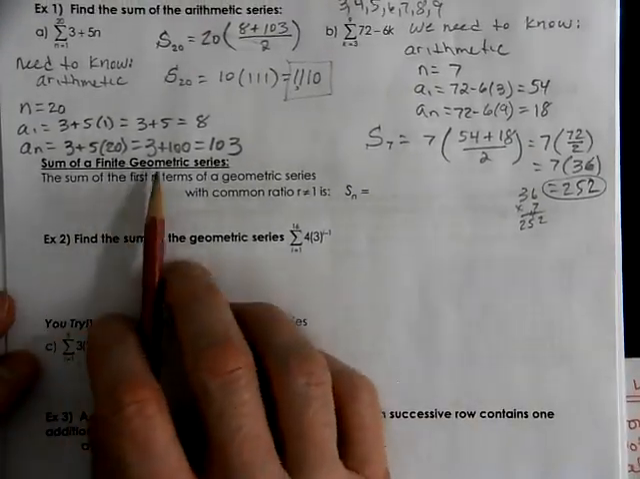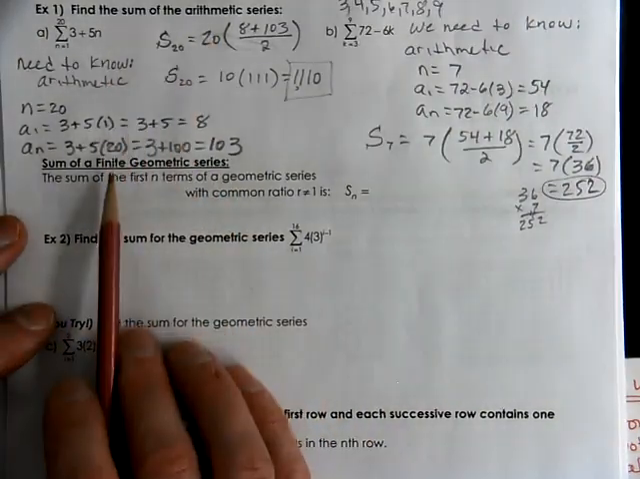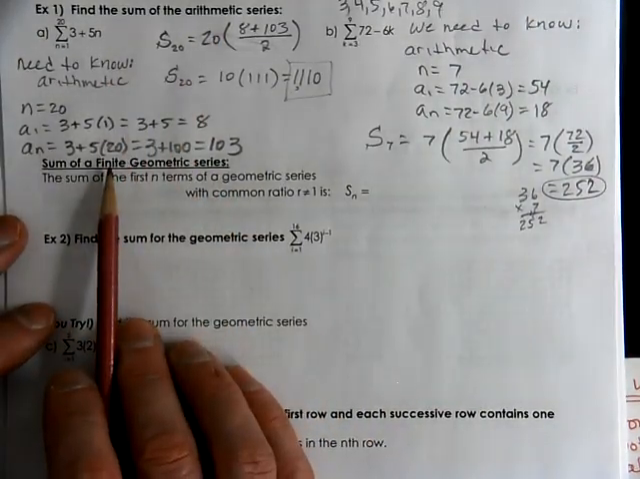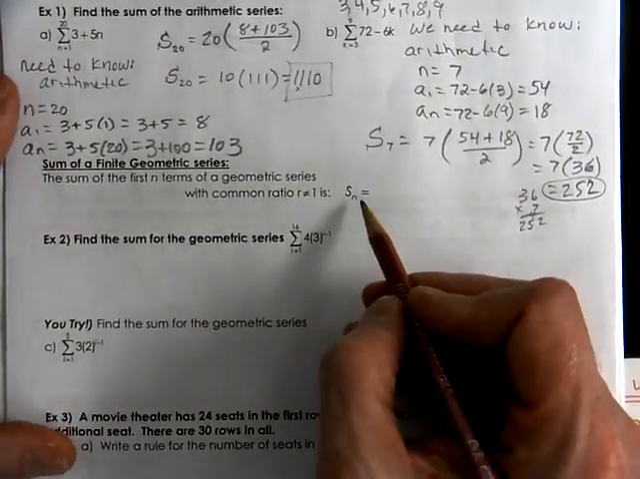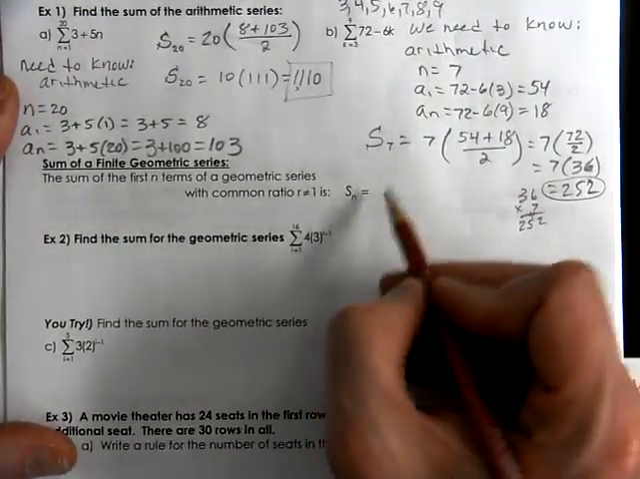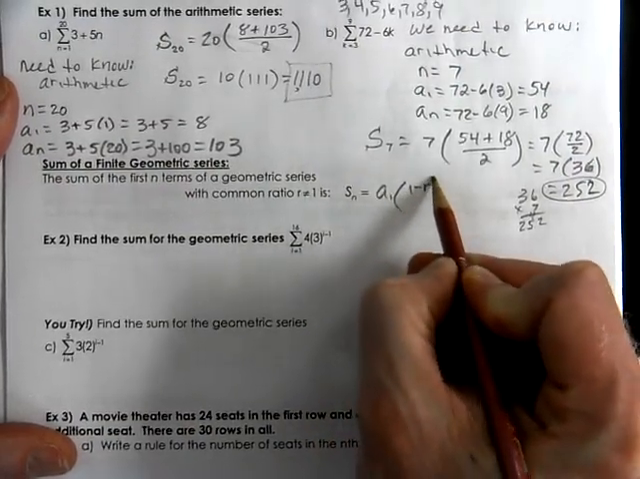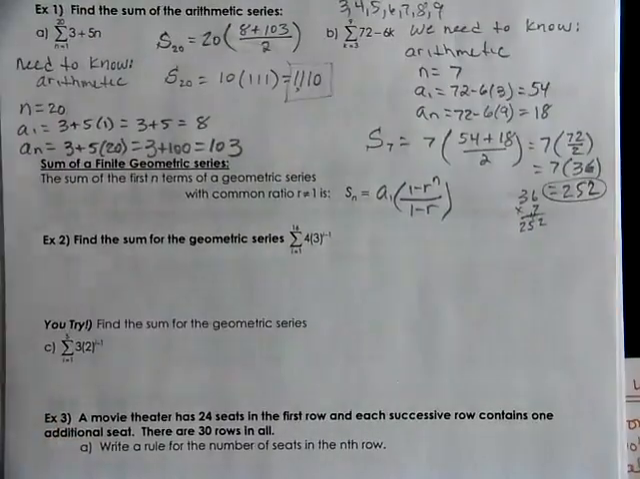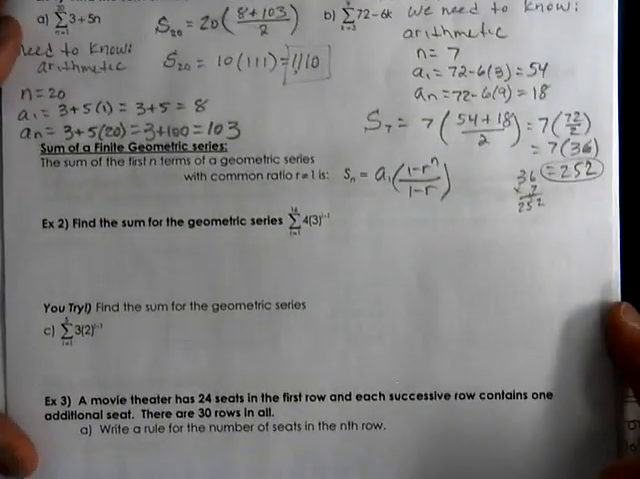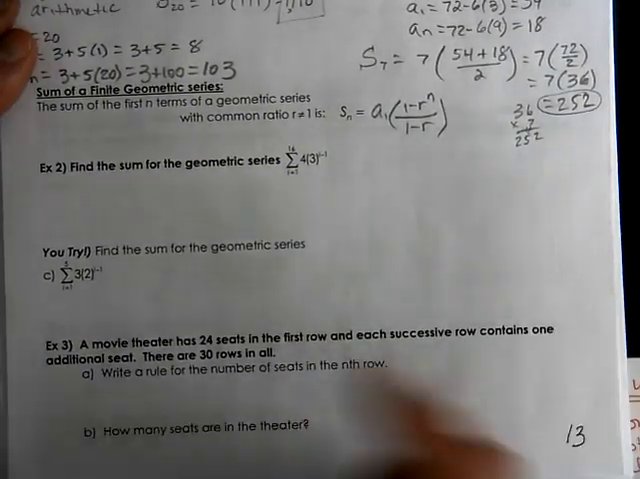Next, we're going to talk about geometric. In both these situations, these are finite. The list has a starting point and an ending point, which makes sense. So our formula is a of 1 times 1 minus r to the nth power, over 1 minus r. So as before, it's as easy as following the formula.